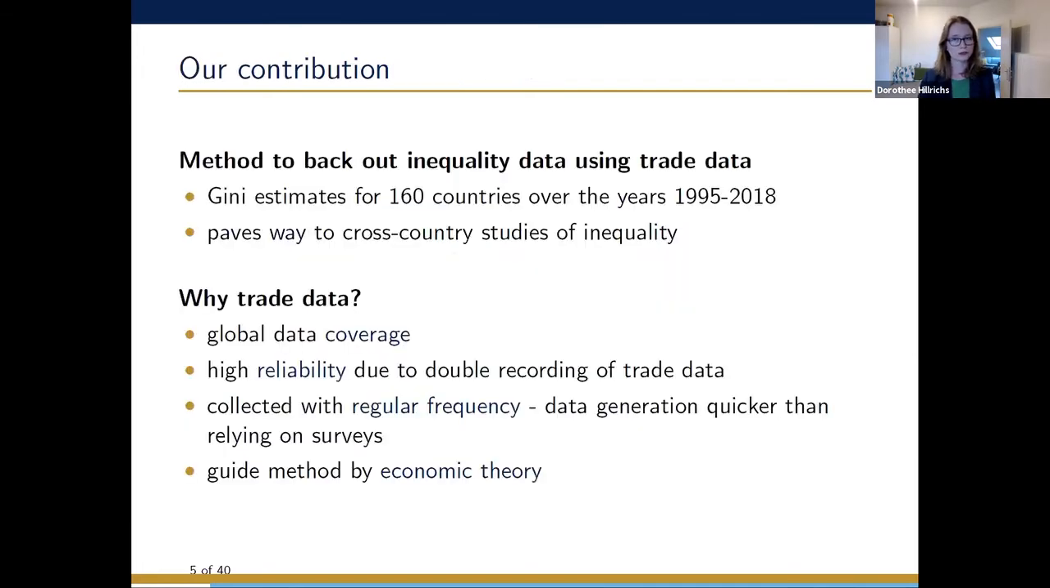So our contribution in this paper and this study is that we develop a methodology to back out inequality from trade data.